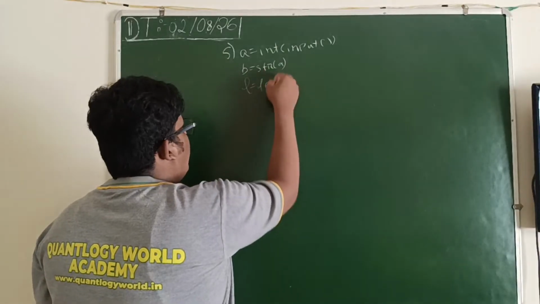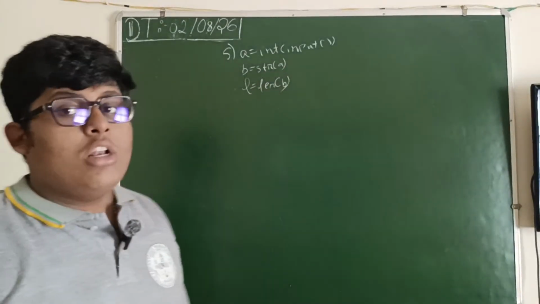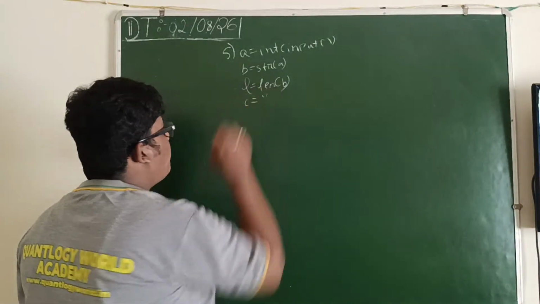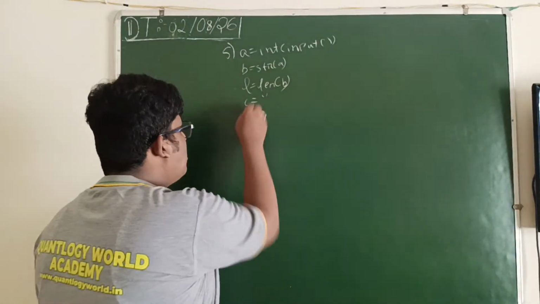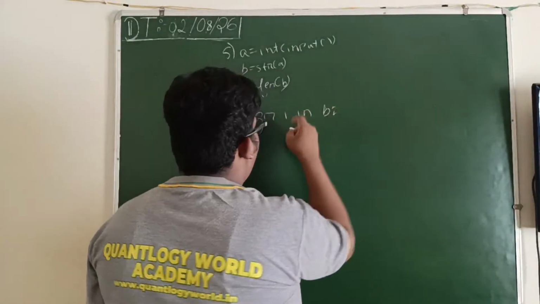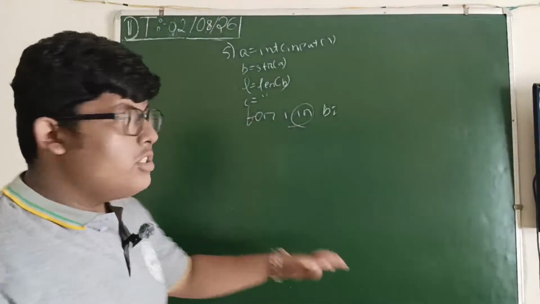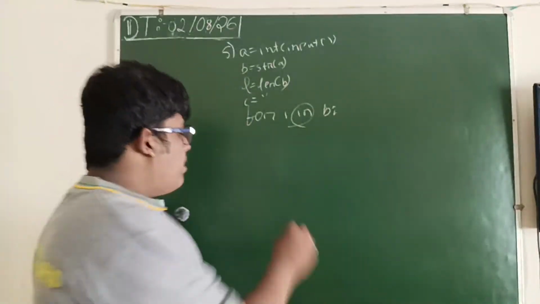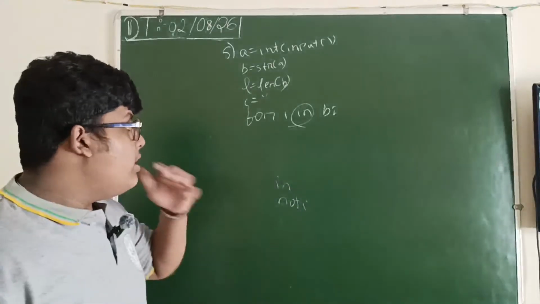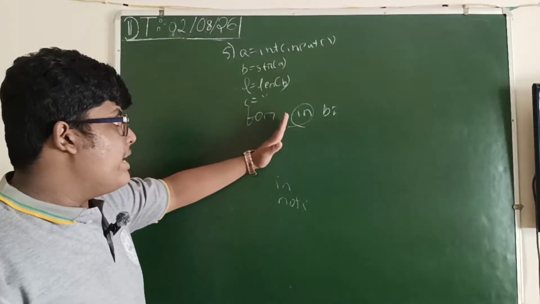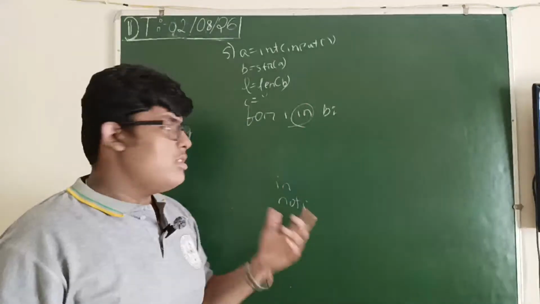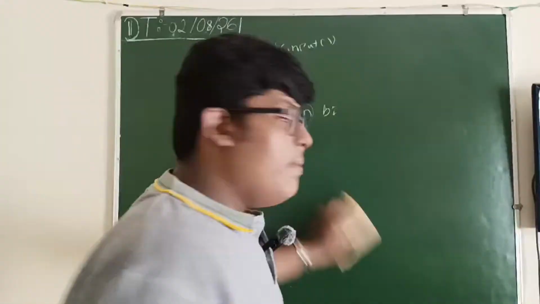L equal to len(b). Also we are using the len function to determine the number of digits of the number. Then c equal to empty string. Then for i in b, we are using in here. In is called the membership operator. What is a membership operator? In and not in. It checks whether the value, meaning i, is present inside b or not. If not, it will return false. If yes, it will return true. This is the membership operator.